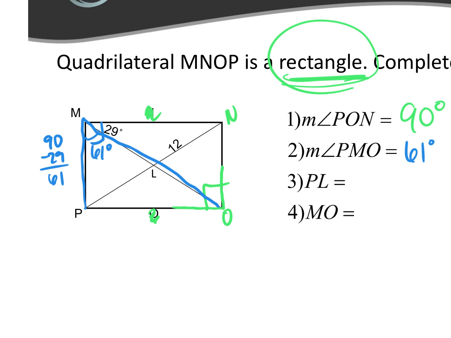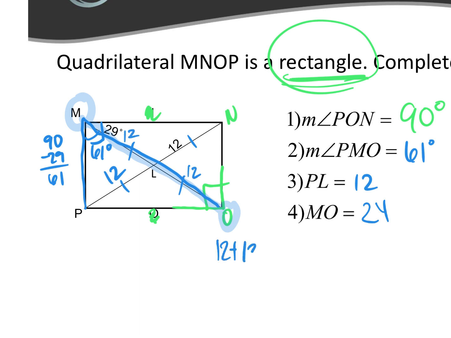What would be the measure of PL? 12, because it's cut in half, so it would be 12. What would be the measure of MO? Nick? No. MO is a segment. It should be a length. No degrees for MO. MO is looking for from here to here, how long is this segment? Mario? 24. 24 is correct. How did you get that, Mario? Good, because this diagonal has to be the same length, guys, for a rectangle. So it must be 12 plus 12, which gives me 24.